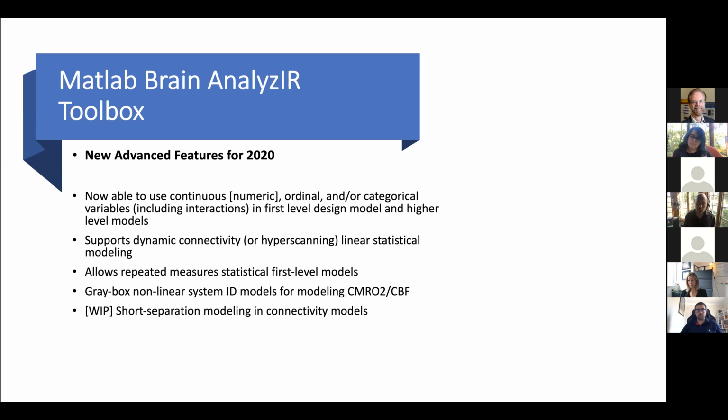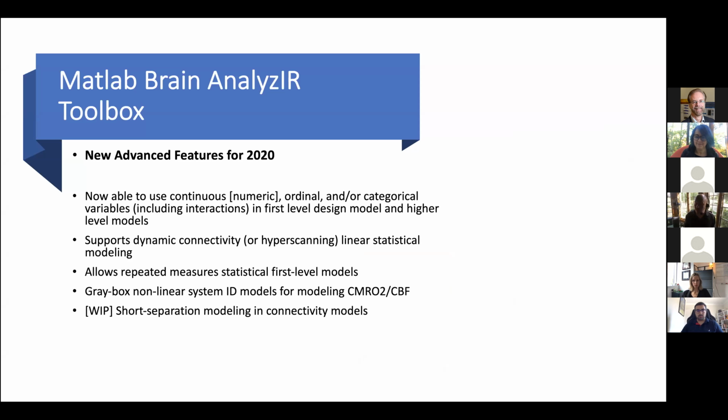We've started to get a lot of requests from people looking at things like ordinal variables, categorical variables as part of their GLM. So we've recently put those features in. We now support dynamic connectivity, looking at changes in resting state as a function of time and using that in linear models. We've introduced repeated measure statistical models. We've introduced gray box system ID methods for looking at things like cerebral oxygen metabolism and blood flow.